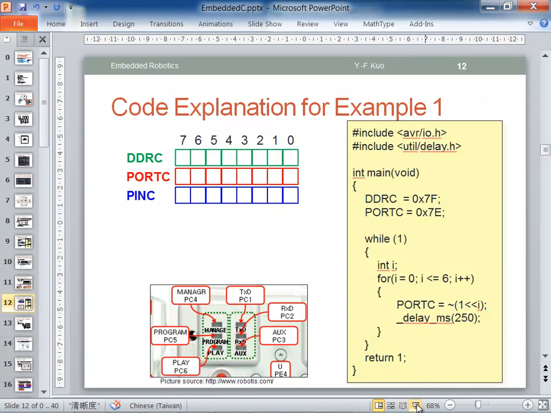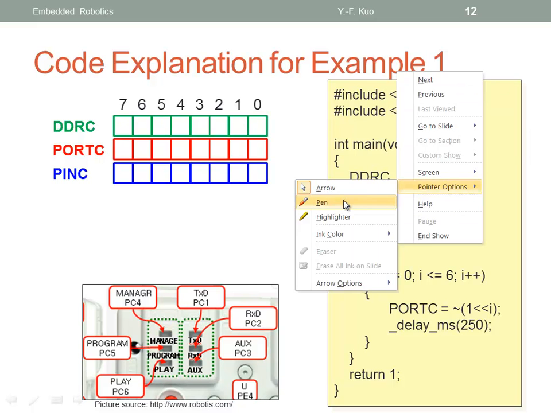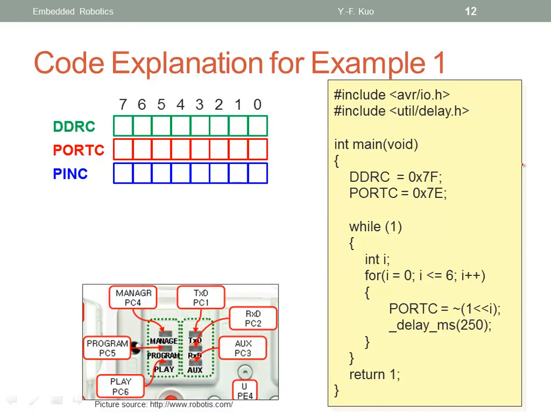Now, let's read through the code that we just wrote. On the right-hand side, we can see our code in this yellow box. In the very beginning, there are some header files, and here is our main program in this bracket. At the beginning of the main program, we define if port C is used for input or output. And we run this program in the while loop forever.